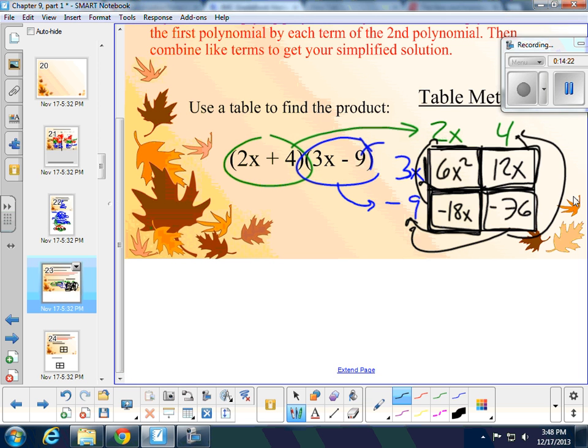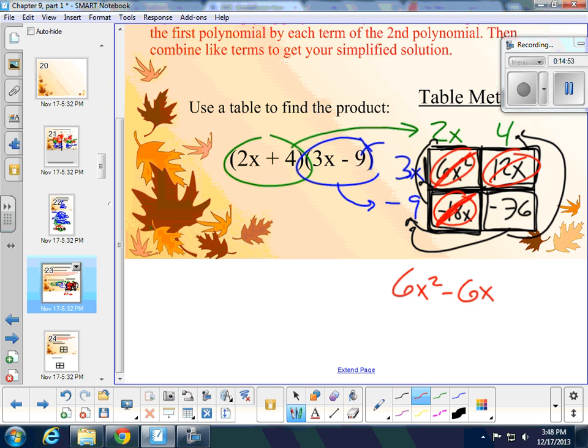So now, I'm going to look at the results I have in the boxes in my table, and I'm going to write those terms in decreasing degree order, and I'll combine ones that I can, if that's possible. So the first one I see here is 6x squared, so I'm going to write that one down first. Then I've got negative 18x and positive 12x. Again, those are like terms. It's just like adding now. So I'm going to add those two together. Negative 18 plus 12 will give me negative 6x. So I'm going to write minus 6x.